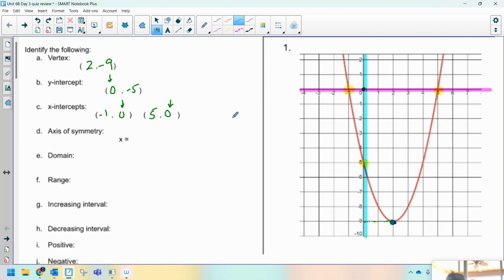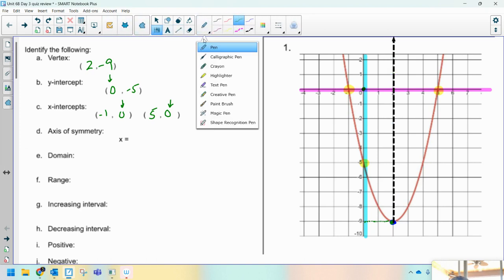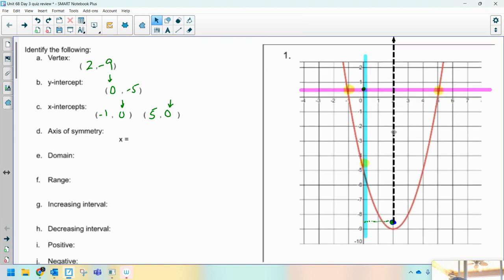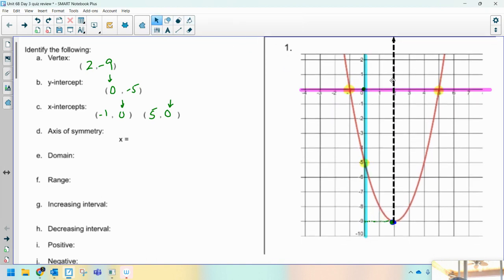All right, let's do axis of symmetry. Symmetry means everything's equal on both sides. This is our axis of symmetry right here. It cuts right through the middle of our parabola, and it goes right through that vertex. That's our axis of symmetry.